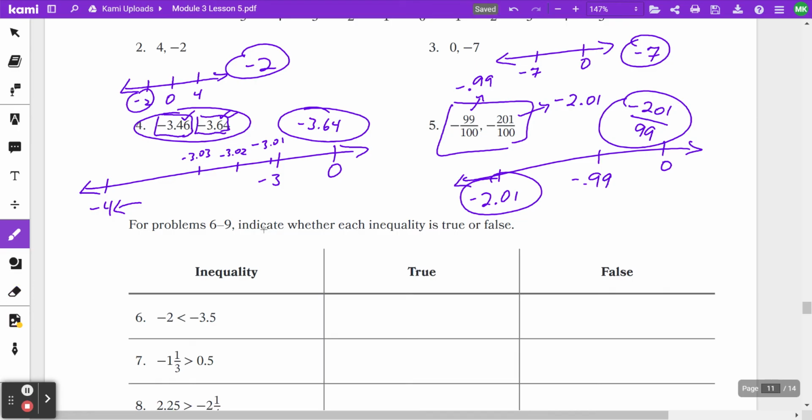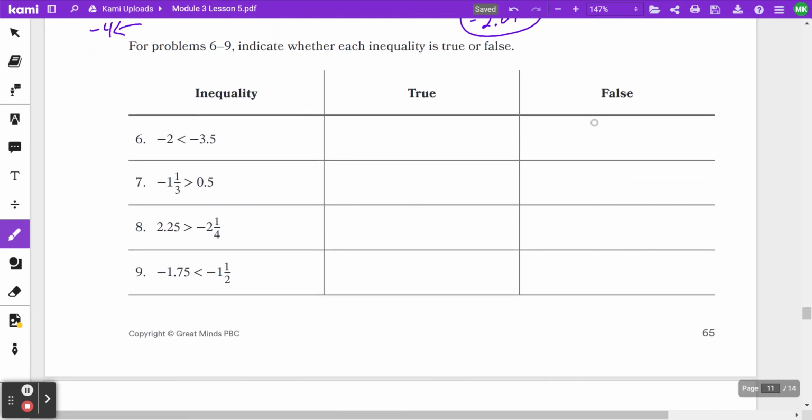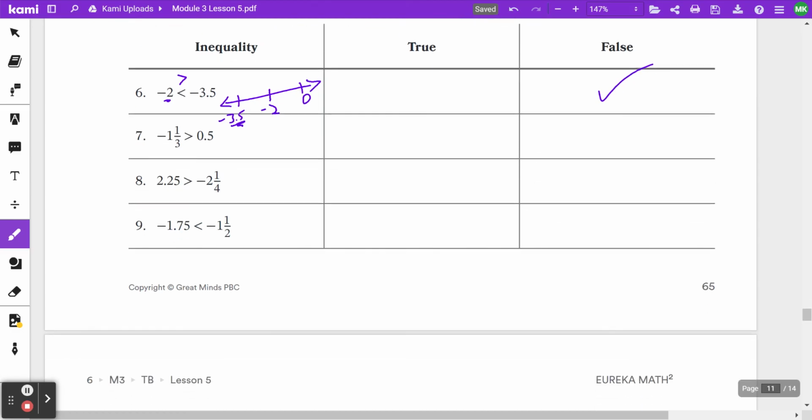Okay, and so just about finishing up. These guys here, true or false? Let's see. Is the inequality true or false? Is a negative 2 less than a negative 3.5? Well, if this is my 0 and I'm plotting those guys, my negative 3.5 is going to be here, and my negative 2 is going to be here, which makes this guy the lesser value. This is saying a negative 2 is less than. That's not true. That should be here. So that's a false. Okay.